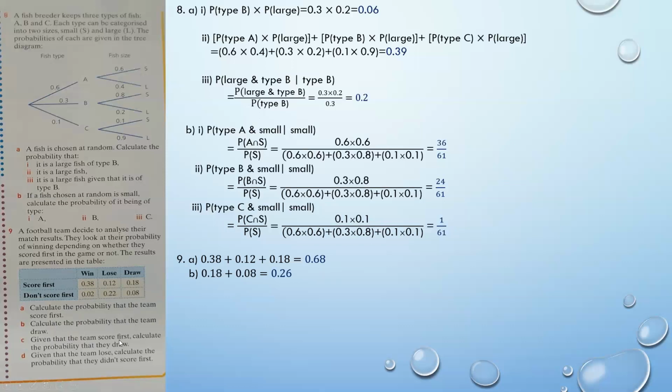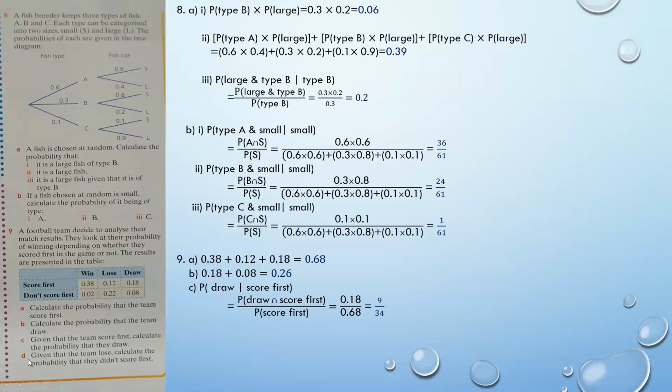C, given that the team scores first. Okay, this is another conditional probability. You already know they scored first. Given that they scored first, calculate the probability that they draw. The question is asking for draw and score first, so you have to use this formula. Draw and score first is 0.18, and then you need to divide by the score first, which is 0.68. So this is the answer.